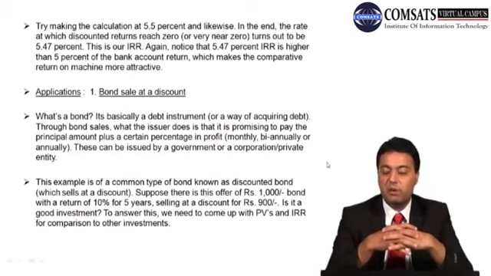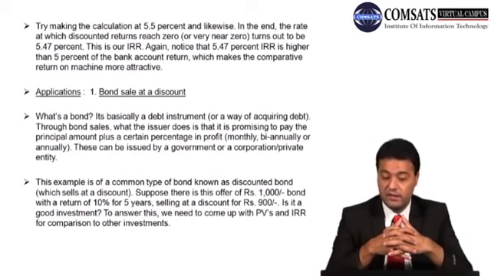Try making the calculation at 5.5% and likewise in the end the rate at which discounted returns reach zero.